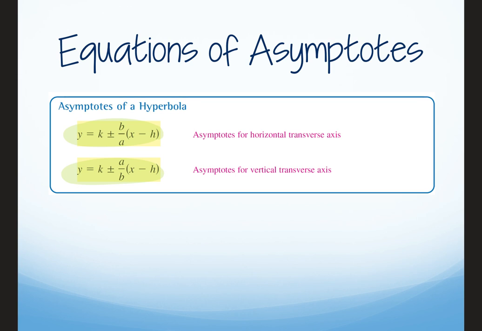It is b over a or a over b, depending on if it is horizontal or vertical. If it's a horizontal hyperbola, then y = k ± (b/a)(x - h), because there are two of them. And if it is vertical, then y = k ± (a/b)(x - h). So the only difference is the slope. For horizontal, it's b over a. For vertical, it's a over b.